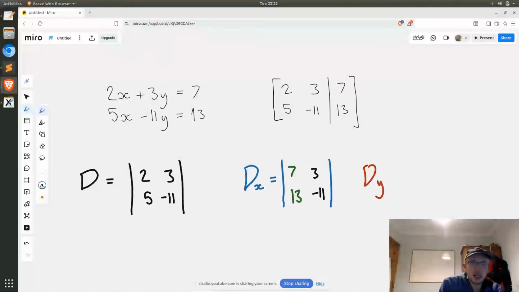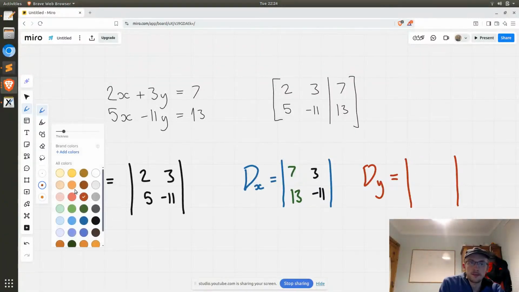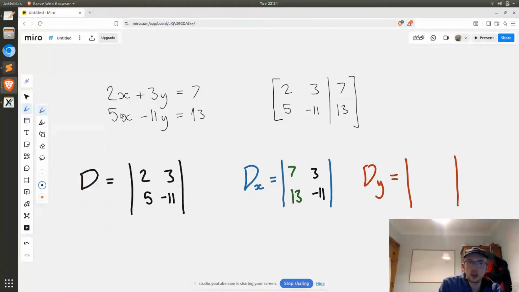And for dy, it's the determinant of this little 2x2 matrix here, where the 2 and the 5 stay where they are, but it's the 3 and the -11 in the y column that get replaced with the 7 and 13. Okay, so let's just compute those.